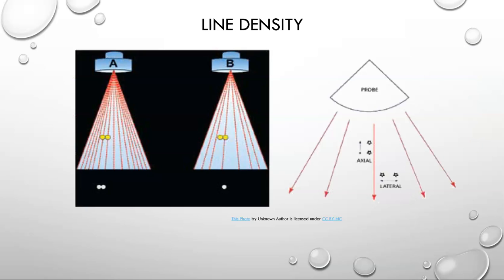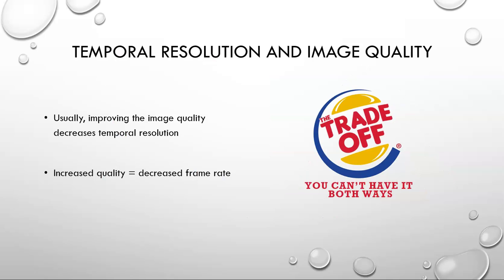And as I said, line density, the number of lines per inch, is going to change your frame rate. If you have more lines per inch, you get better lateral resolution, because we're insonating side to side more often, but you get a slower frame rate. So temporal resolution and image quality: we always want good image quality, but almost anything we do to improve image quality is going to decrease the temporal resolution. So increased quality is almost always equal to decreased frame rate. So there's always a trade-off between quality and frame rate, or quality and temporal resolution.